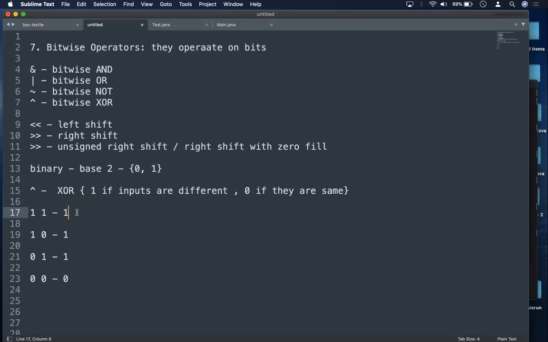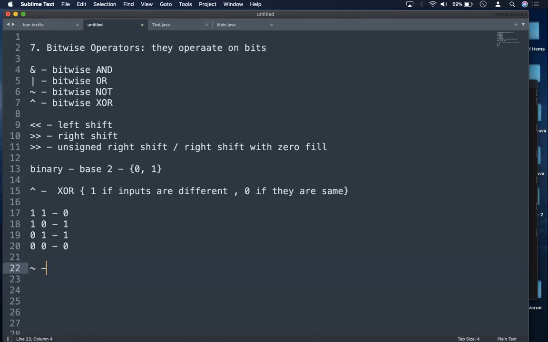So 1 and 1 is going to be 0, and 0 and 0 is going to be 0. And if the inputs are different, it is 1. So 1 0, different inputs, 1. 0 and 1 is 1. This is how the XOR operator works. And this is something to be noted, because we don't have a logical operator for XOR, we only have a bitwise operator for XOR.